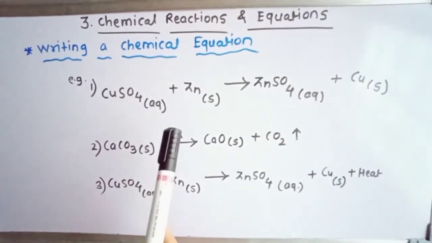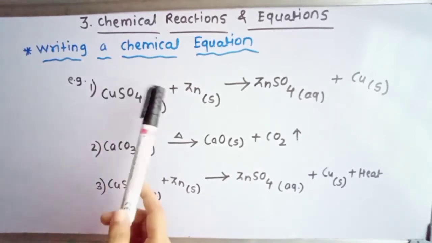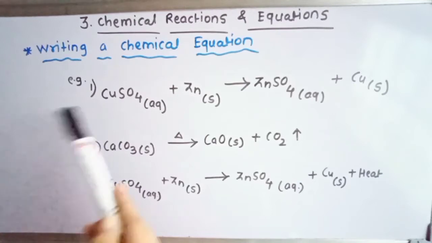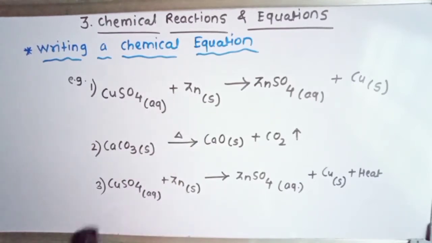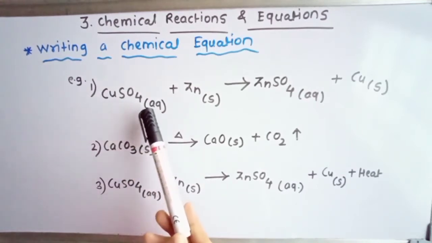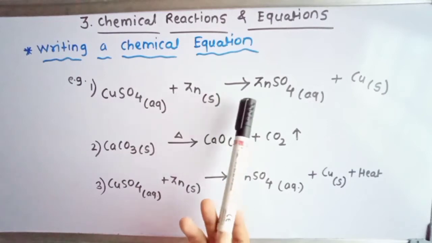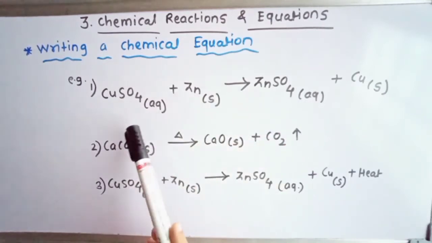Now we have to see some conventions which we have to follow while writing chemical equations. Some examples are given. We'll refer to them when the reference comes, okay? So see, the first reaction given is CuSO4 plus Zn gives ZnSO4 plus Cu, as previously.